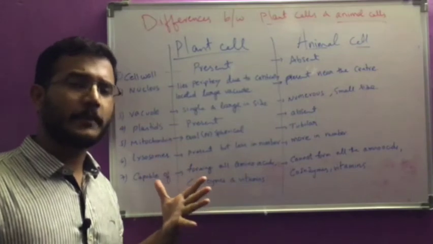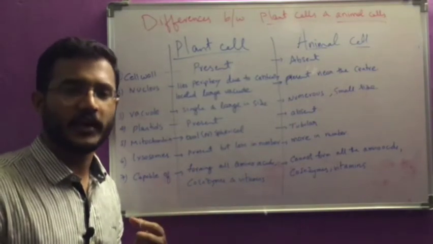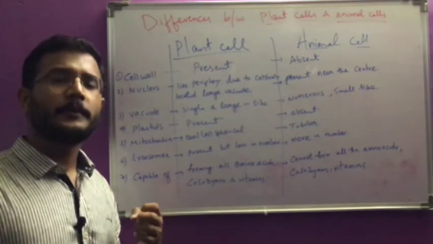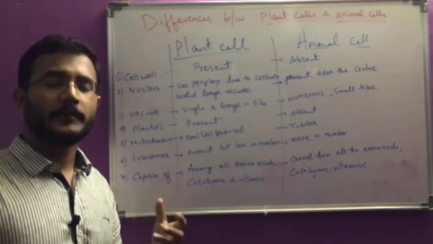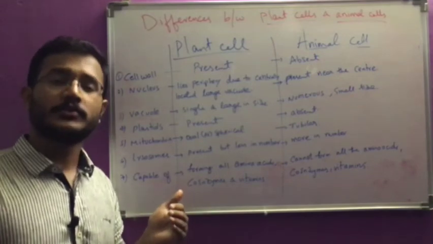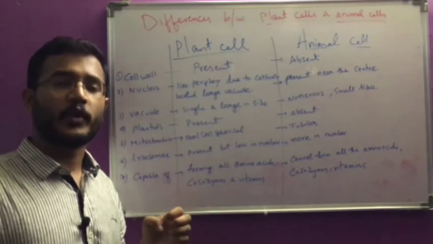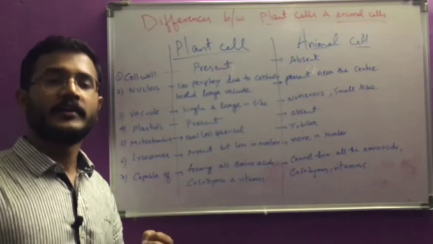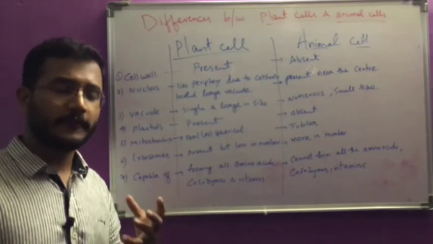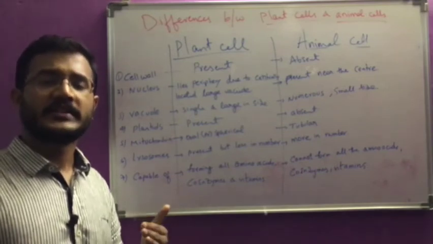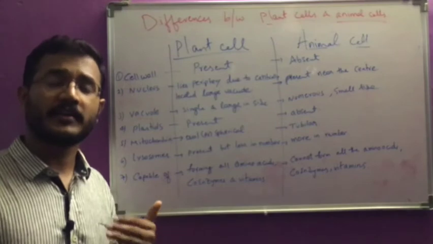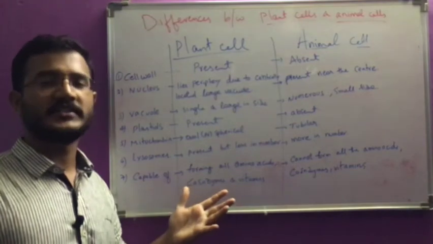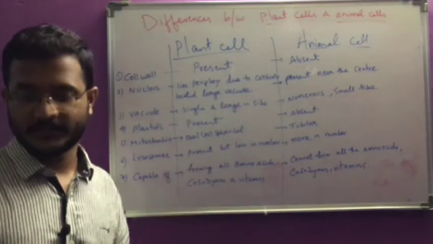And the plant cells are capable of synthesizing all the 20 types of amino acids and all the coenzymes and all the vitamins. But the animal cells cannot prepare the 20 types of amino acids. They can prepare very few. And they also synthesize very few coenzymes and vitamins. For example, milk. From milk also we can get vitamin A. So that is also coming from the animal. So very few vitamins can be synthesized from the animals, and for the remaining vitamins we depend upon the plant cells. So these are the major differences between plant cells and animal cells.